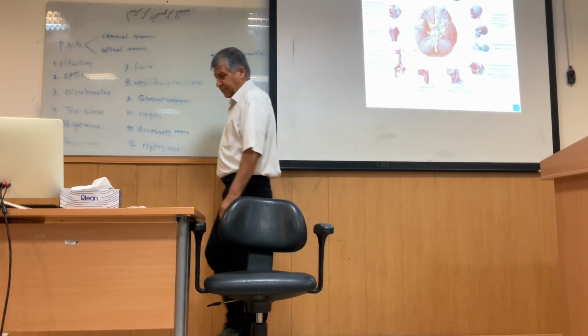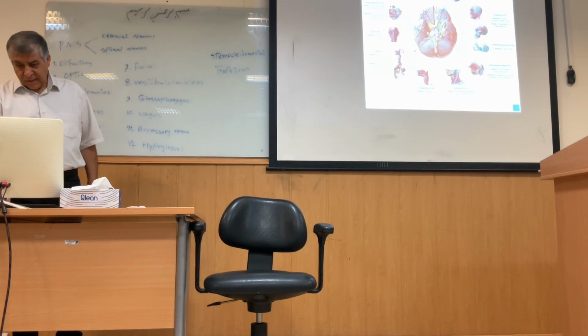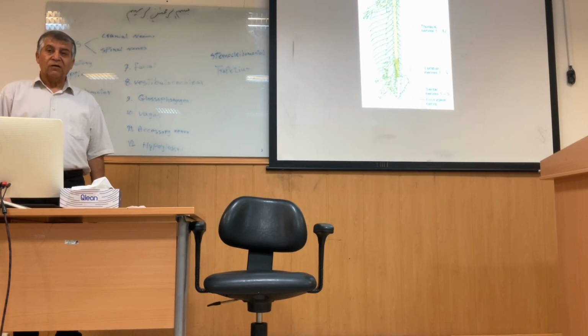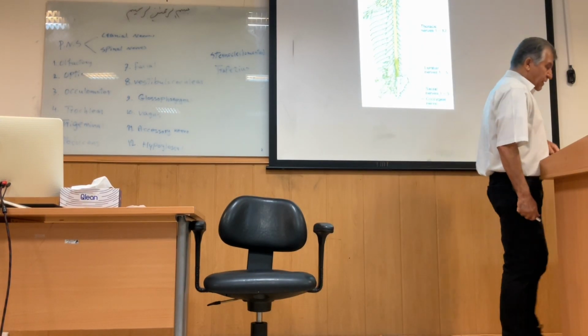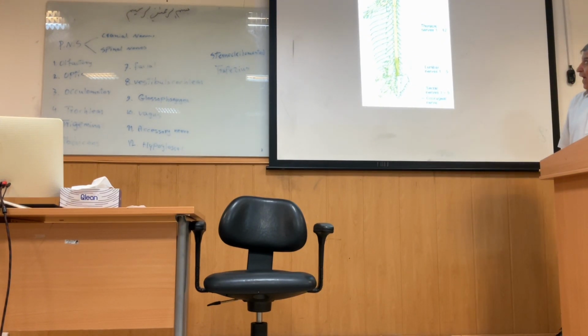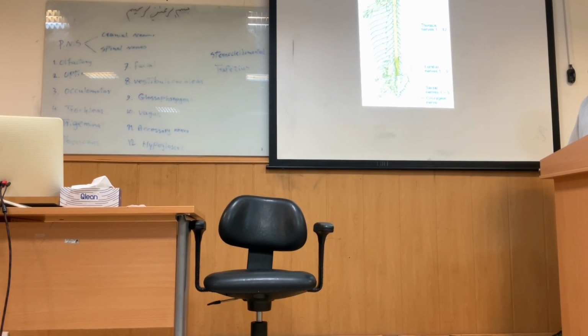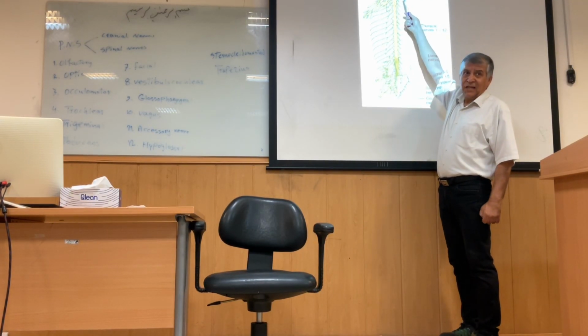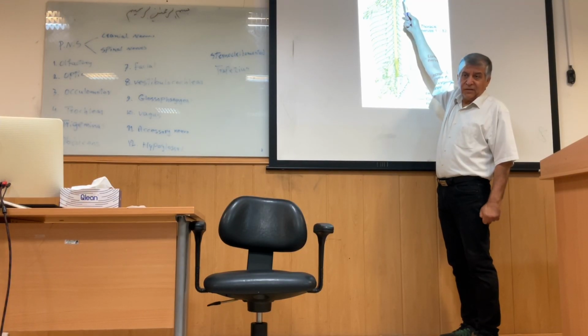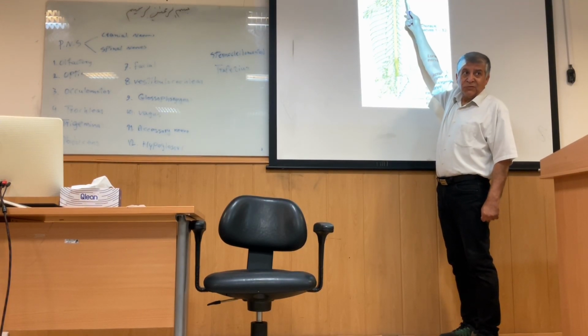Okay. But for us, the spinal nerves are very important. In this figure, you can see spinal cord has 31 spinal nerves. Okay? These nerves are divided to 8 cervical spinal nerves, shown by C1 to C8.